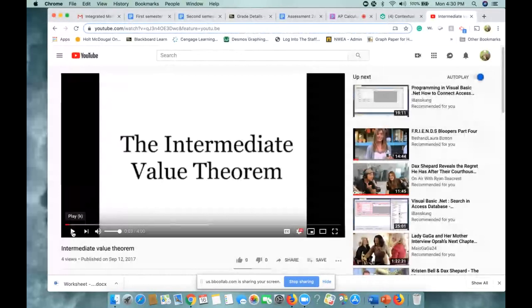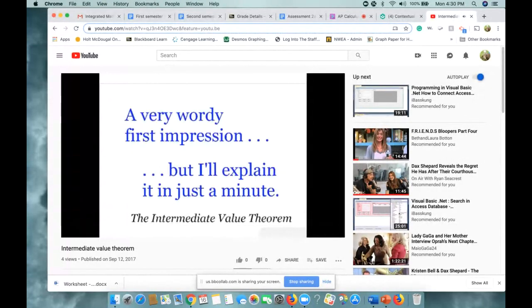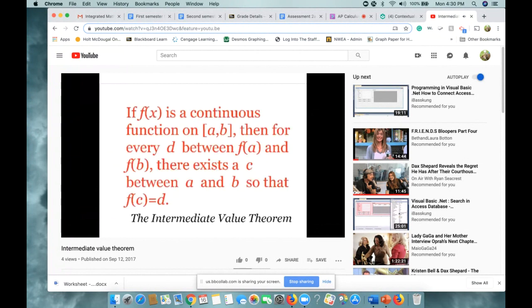Put a recording. Means for a function to be continuous, we can look at our first major continuity theorem, the intermediate value theorem. Now, before we get into explaining what it means, let's take a look at exactly what it says. If f of x is a continuous function on the closed interval ab, then for every d we pick between f of a and f of b, there exists a c between a and b, such that f of c equals d.